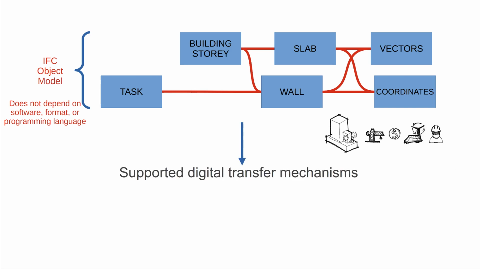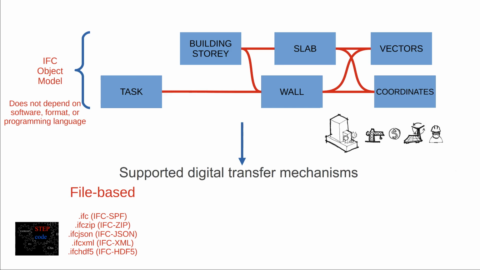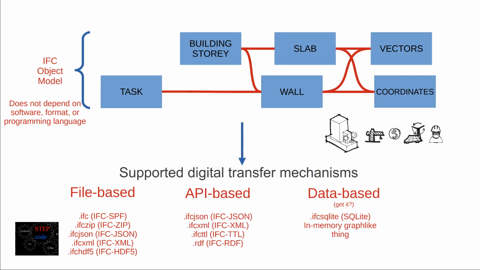If you want to transfer or store some of these classes, you can serialize it into one of these formats. The one most of us know is the IFC file. This is a plain text step-based serialization, but there are others like XML, JSON, or binary. Or you might not use a file at all, and you might use a relational database or structures purely in memory, or access it through an API and exchange little snippets of JSON and XML.